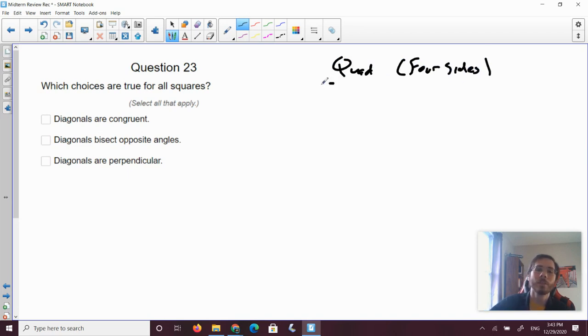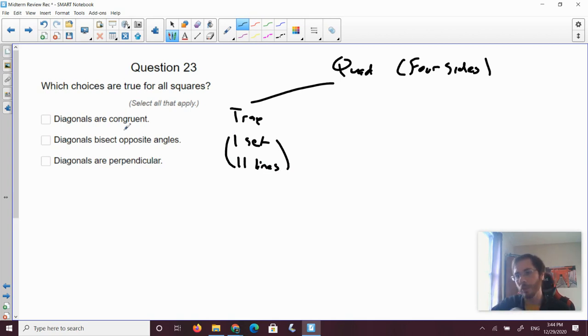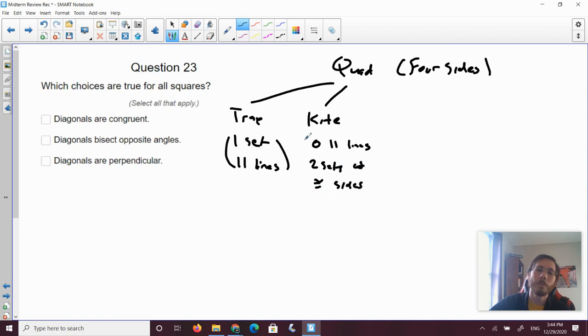But remember, we can split this into a couple of special ones. So we did a lot of work with trapezoids. Trapezoids have one set of parallel lines. So none of those are just one set of parallel lines, so we know those are still all in play because squares don't really follow from trapezoids. We did the kite, which is no parallel lines, but two sets of congruent sides. Again, squares don't really follow from kites, so we're going to ignore those as well.